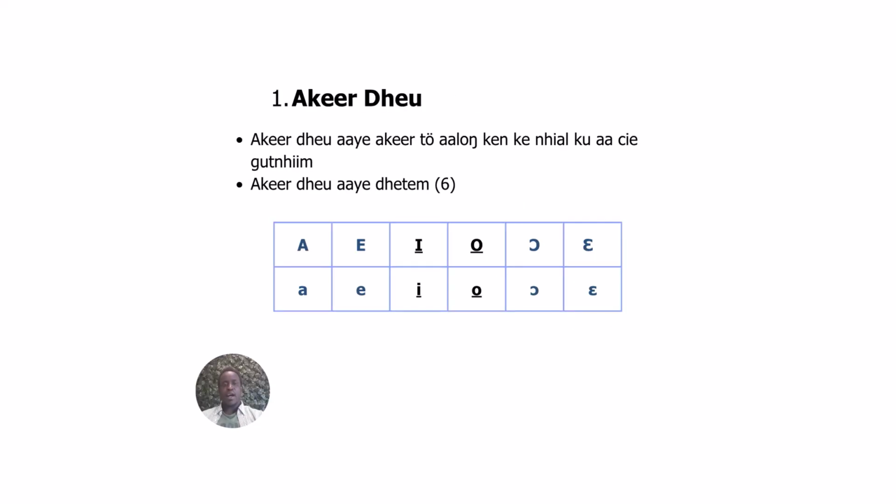As a reminder, Akeer Dheu includes A, E, O. We've talked about A. Today's class will do E, O.